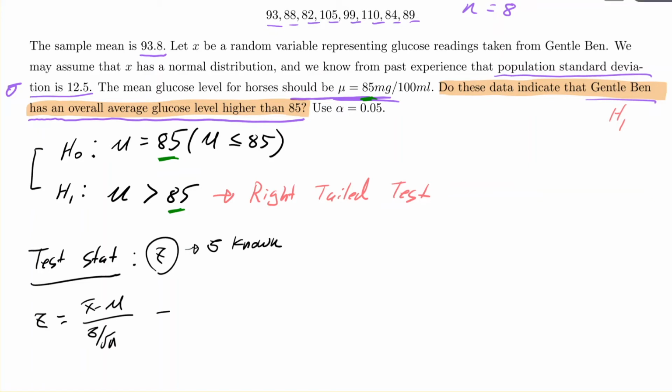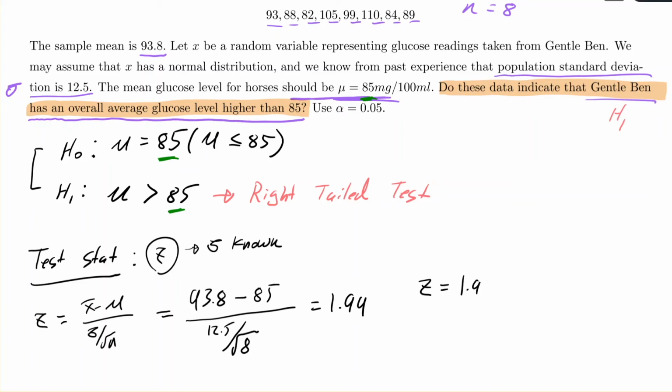So here, sample mean, they said sample mean was 93.8. Minus, this mean is population mean. Don't confuse this mean. That order is also important. Divide by population standard deviation, which is 12.5. Divide by square root of sample size n. And if you calculate this, it gives you 1.99. So we know that our test stat is z equals 1.99.